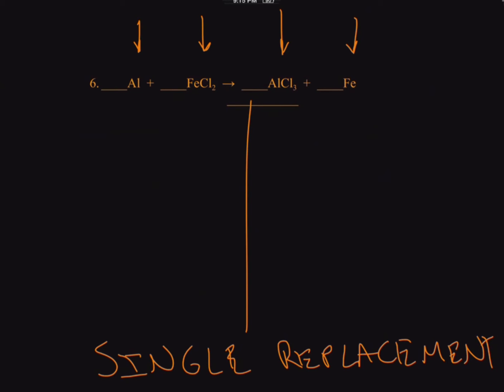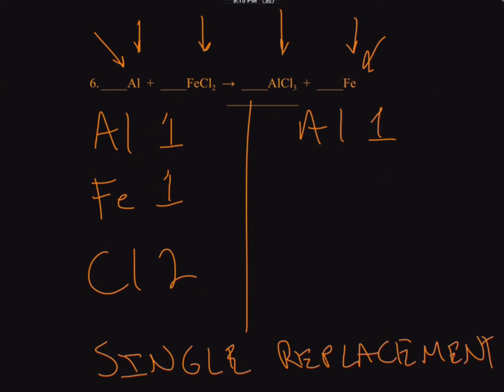Usually in these equations, you're going to see the element that's by itself is a metal. It's not always, but that's very typical. So aluminum on one side, iron on the other. That would be something typical to look for in a single replacement reaction. Now to balance. Aluminum, there's 1. Iron, there's 1. Chlorine, there are 2. On the left, on the right, I've got 1 aluminum, I've got 3 chlorines, and I've got 1 iron.